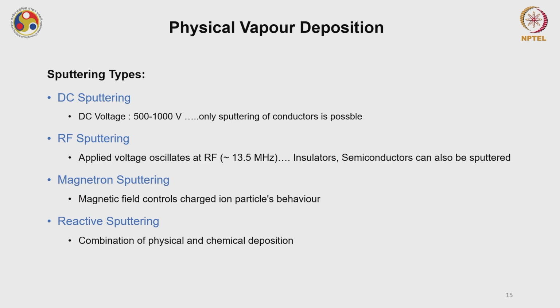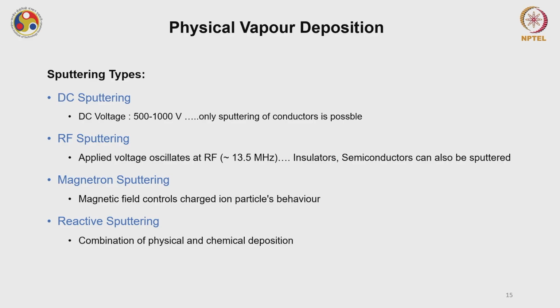There are various types of sputtering. We will not be able to cover all of them, but I will just give you an overview of these systems. We have DC sputtering, RF sputtering, magnetron sputtering and reactive sputtering. Mostly these four types of sputtering are used, and particularly magnetron sputtering is very popular in microsensors fabrication.